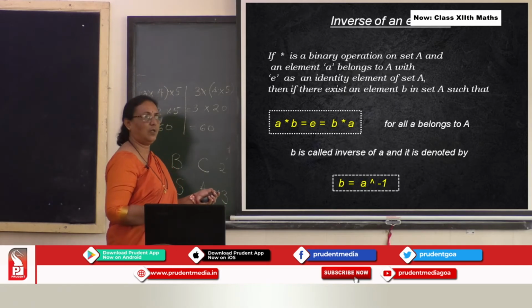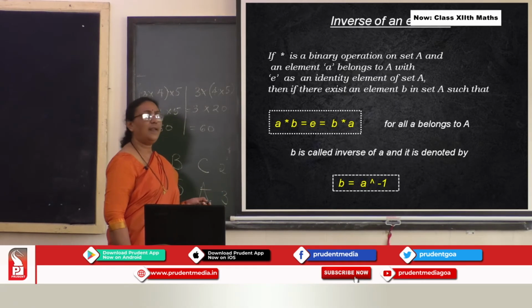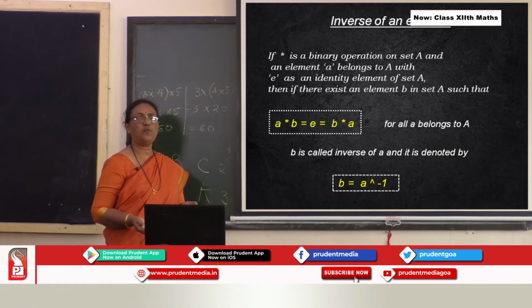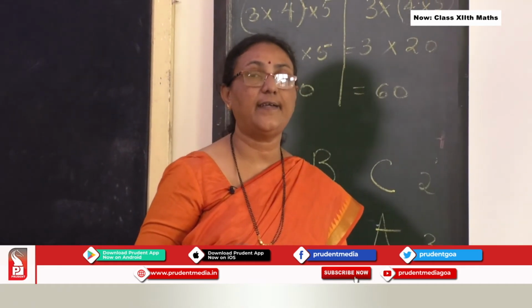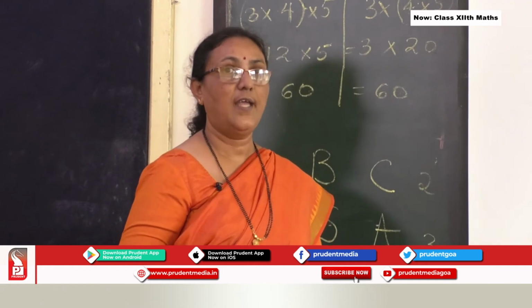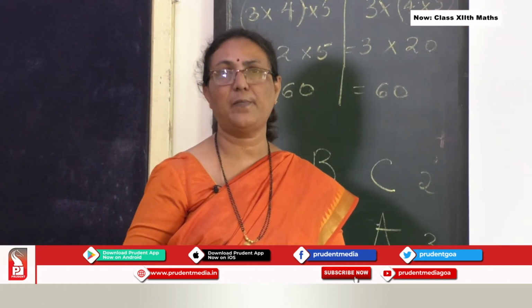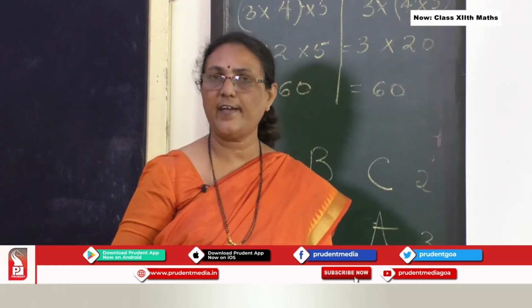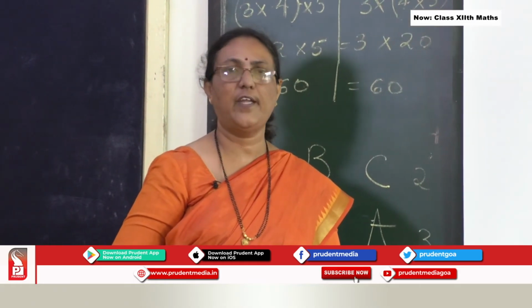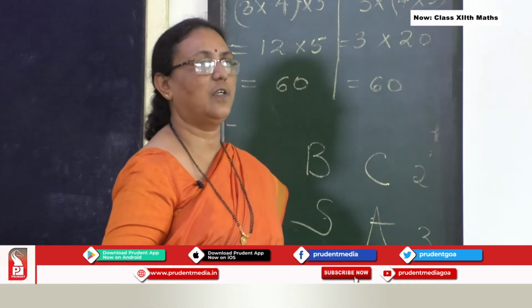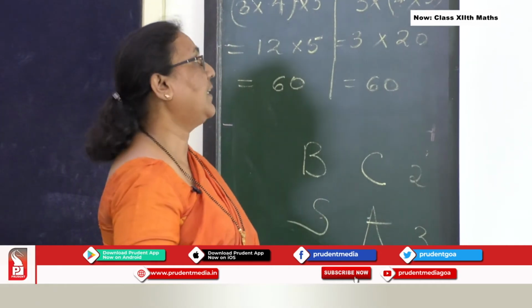If you do not know whether the identity element exists, then you cannot go further. So check first whether the identity element exists or not. In the inverse, the identity element plays a major role. If there is no identity element, there is no inverse. You cannot proceed further. So check whether there is an identity element.